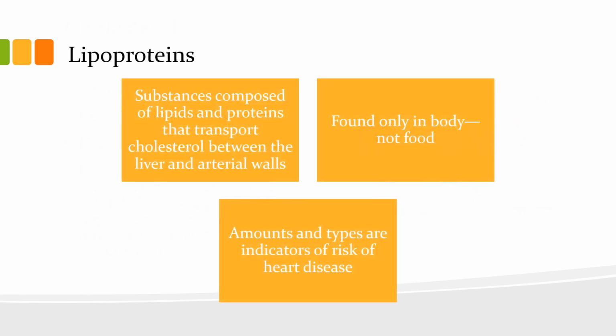Then you have lipoproteins. So lipoproteins are substances composed of both lipids and proteins that transport cholesterol between the liver and arterial walls. Okay, found only in the body, not food, and amounts and types are indicators of risk of heart disease. And we're going to go over the two different types.